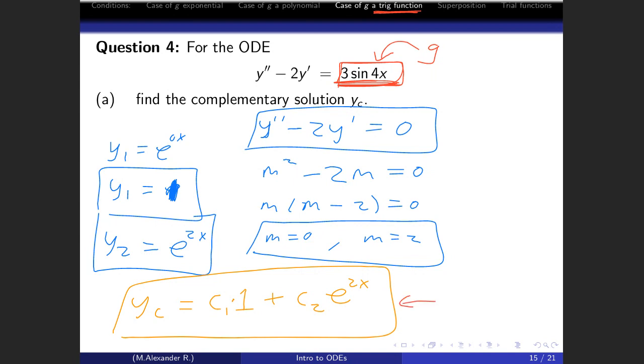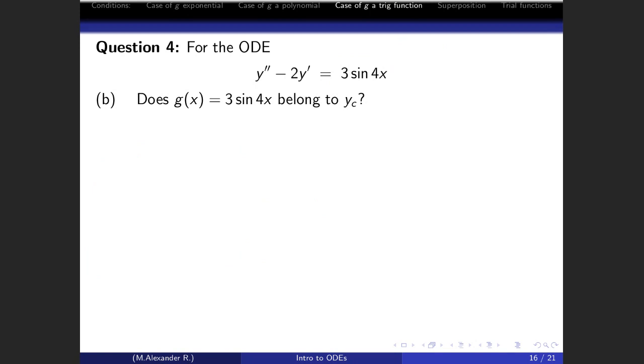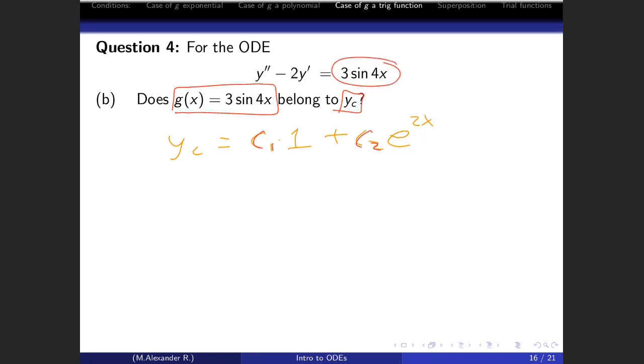So that's question B. Question B is asking you, does the g function belong to the complementary solution? Let me just write down the complementary solution one more time: C1 multiplied by the number 1 plus C2 e to the 2x. So the question is asking us, are there any values for C1 and C2 such that, if you choose them in particular, it would be able to give you this trig function, which is your g function?